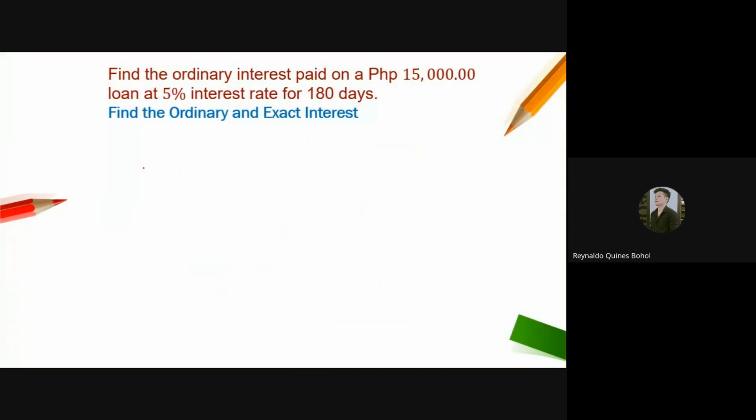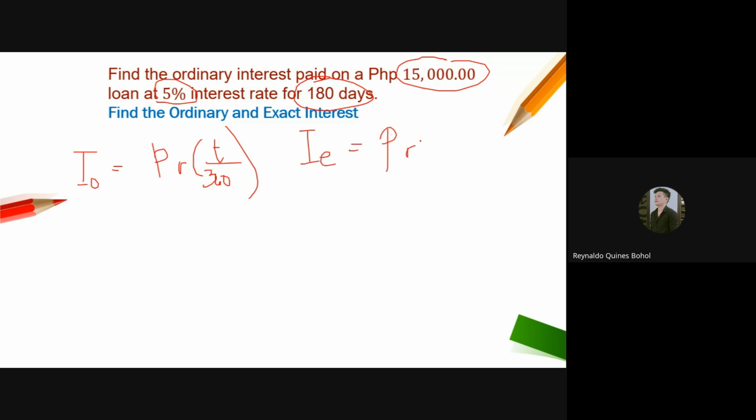As simple as that. As you can see here, there is 15,000, 5%, and 180. So if we're looking for the value of IO here, the formula is PR the time all over 360. If you're looking for the value of IE, PR the time all over 365. So compute 15,000. Siyempre yung principal natin dyan, 15,000 na agad. The rate is 0.05. Multiply natin sa 180 days all over 360.